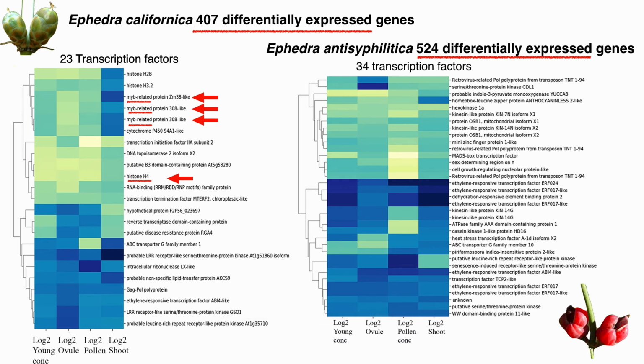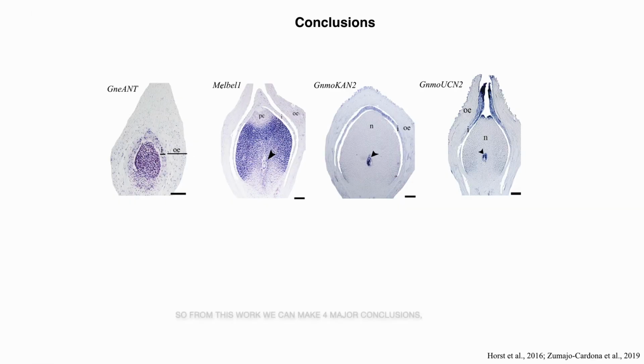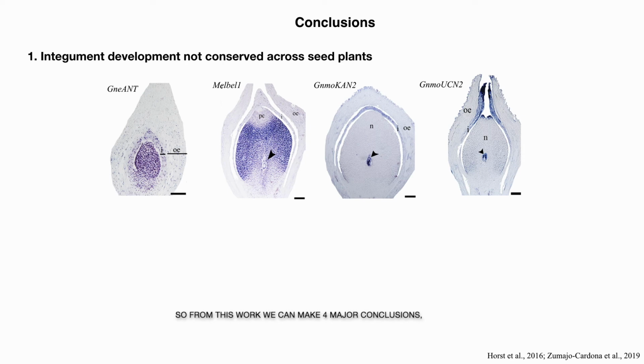And interestingly, many of the upregulated genes are members of the ethylene-responsive transcription factor family, which are genes known to be involved in fruit ripening in fleshy fruits, as well as MADS-box genes like TT16 and AGAMOUS, which are known to be involved in ovule development and have often been referred to as being involved also in this fleshy seed characteristic. All right, so from this work, we can make four major conclusions.